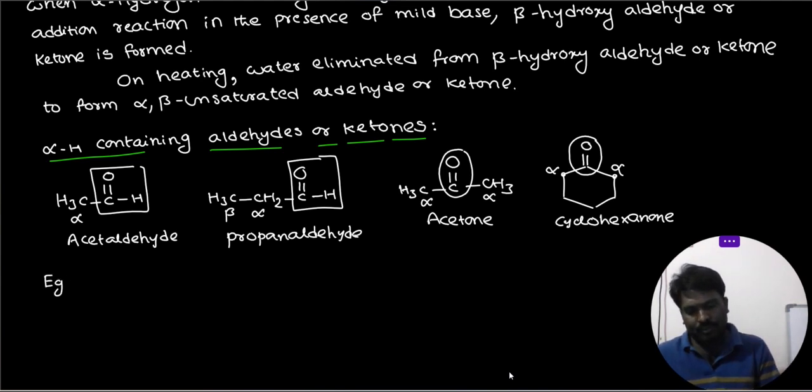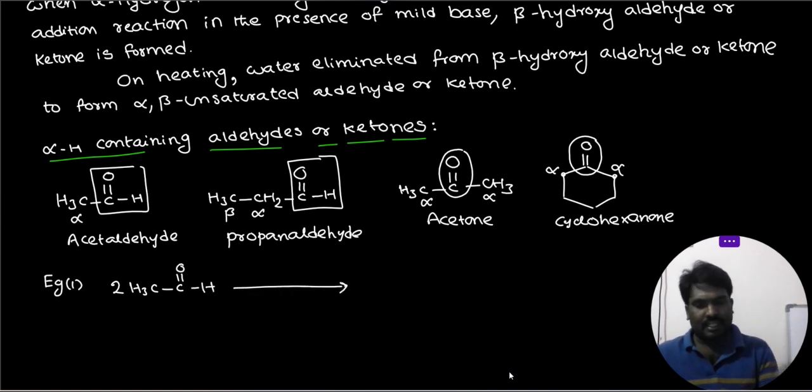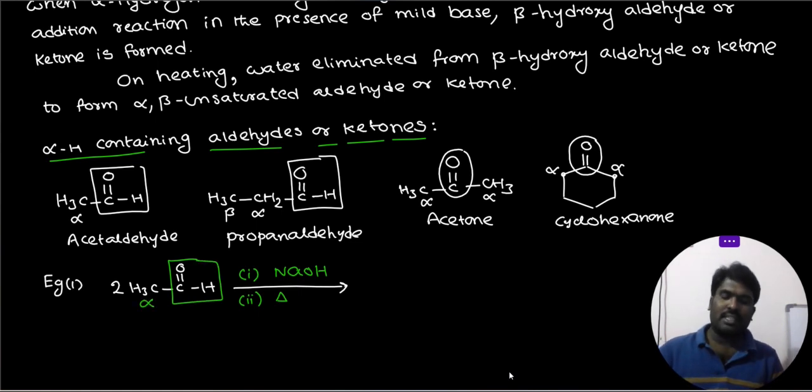Now example, when 2 moles of acetaldehyde are involved in aldol condensation reaction, here we can use dilute base, so dilute NaOH, followed by heating. Now this is the functional group, the adjacent carbon is alpha. How many alpha hydrogens are there? 3 alpha hydrogens are there in acetaldehyde. So it can participate in aldol condensation.